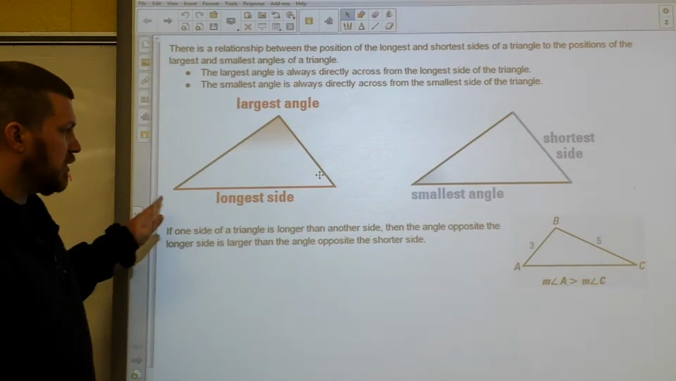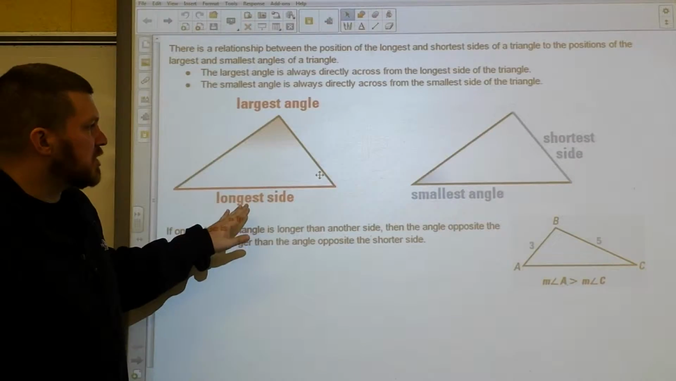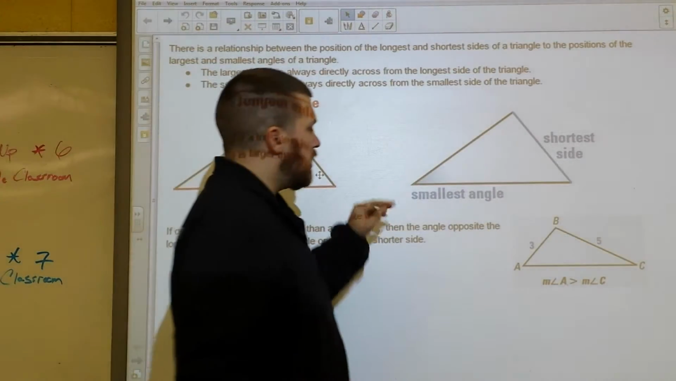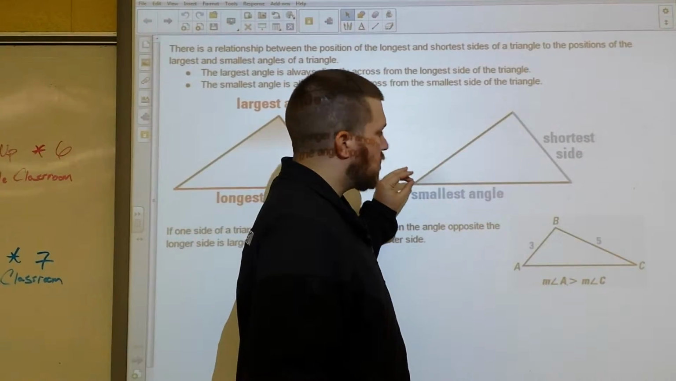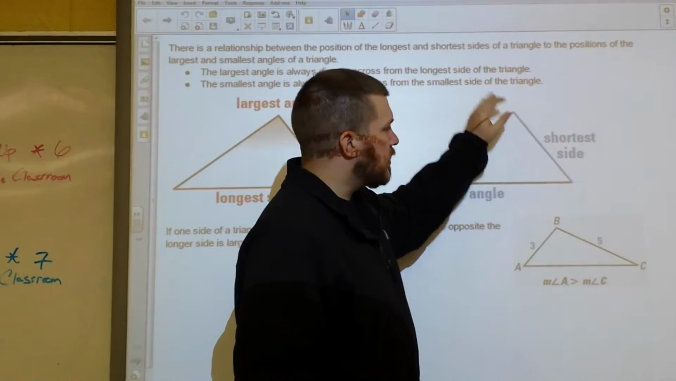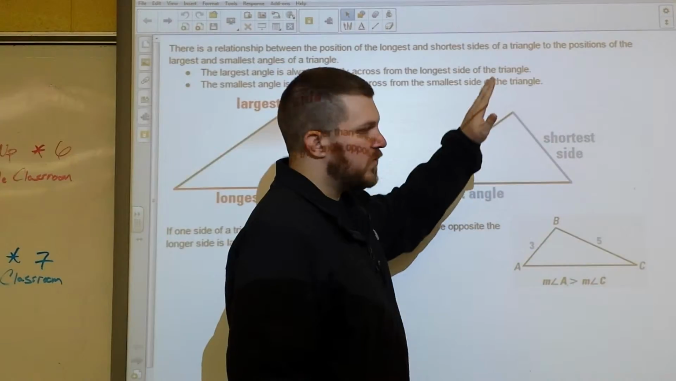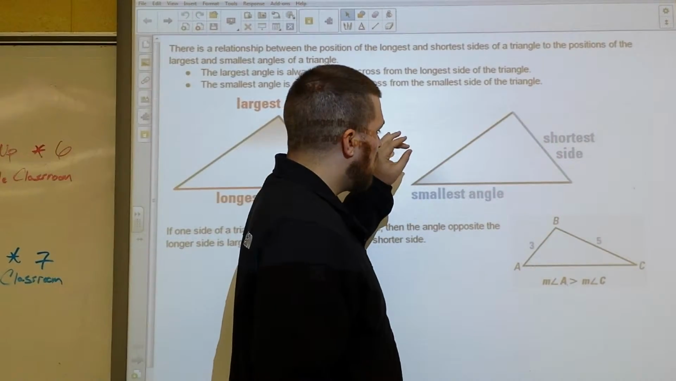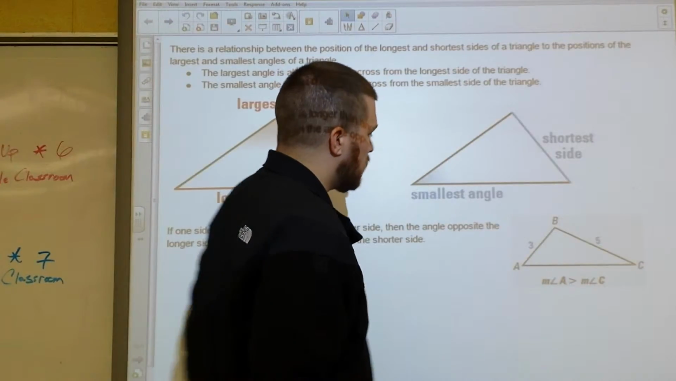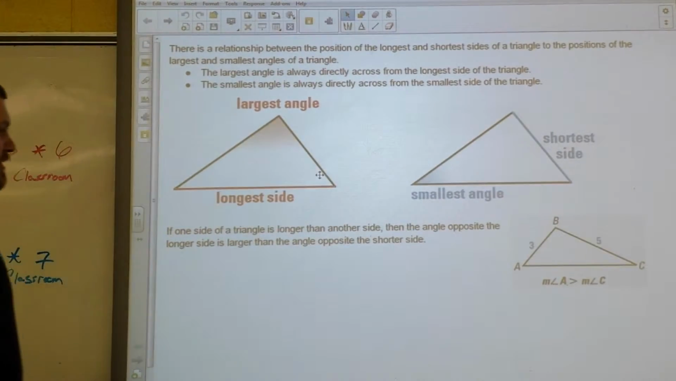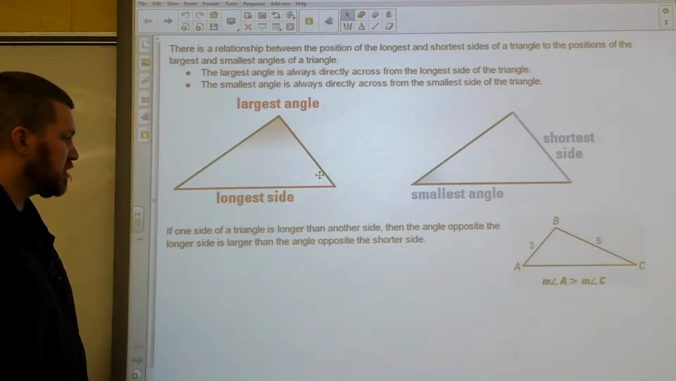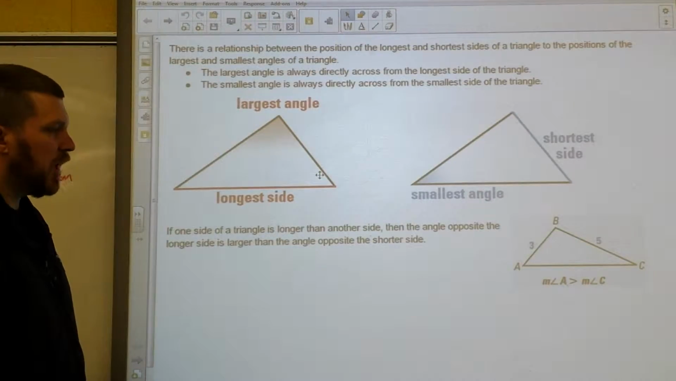So if you can find the longest side, you know that the largest angle is always going to be across from it. And likewise, the smallest angle is always directly across from the shortest side of the triangle. So if you can find the shortest side of the triangle, then you know automatically that the smallest angle is directly across from it. And if one side of the triangle is longer than another side, then the angle opposite the longer side is larger than the angle opposite the shorter side.